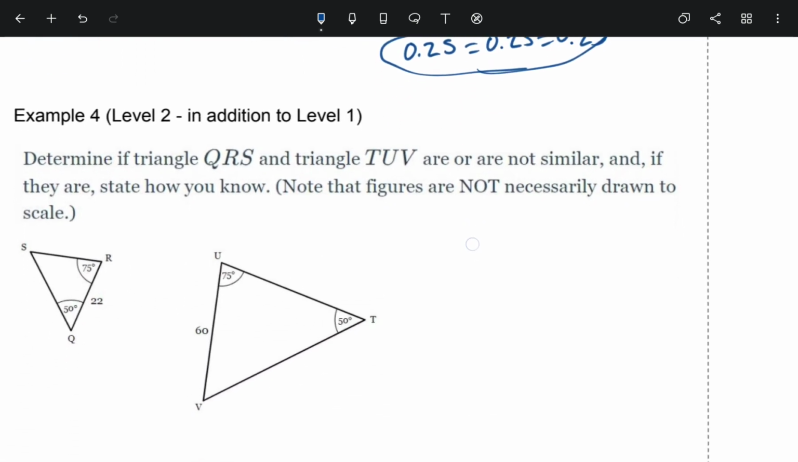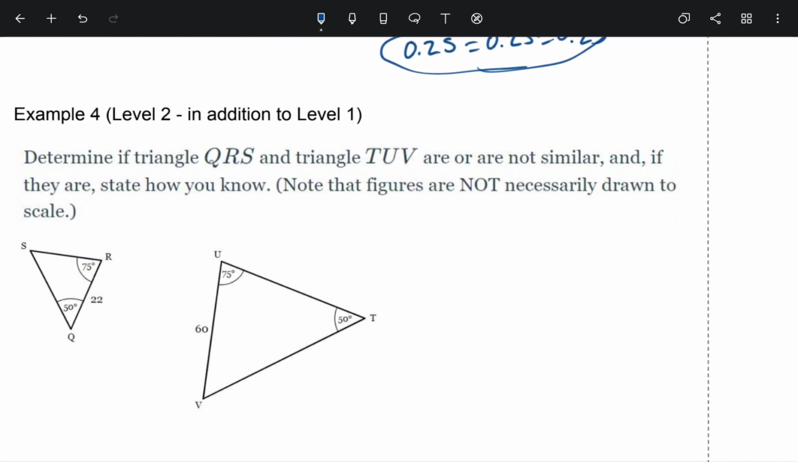Now over here for example 4, we want to determine again if triangle QRS and triangle TUV are similar or not. And if they are, state how we know. So I see here we have angle R is congruent with angle U. So those are two corresponding angles. And then angle Q is congruent with angle T over here.